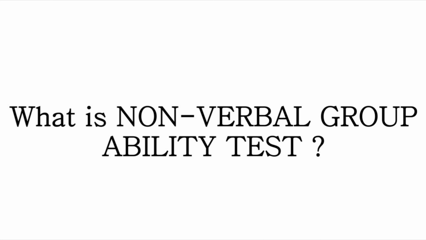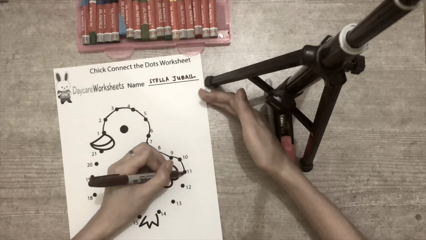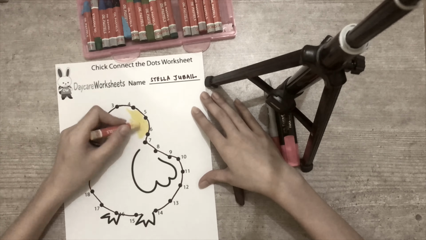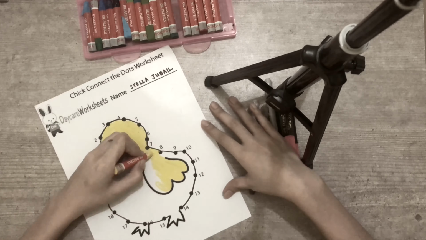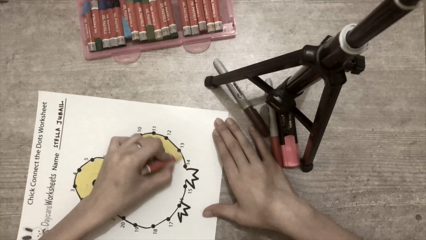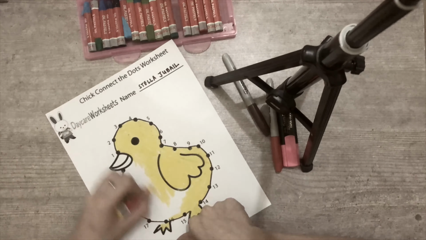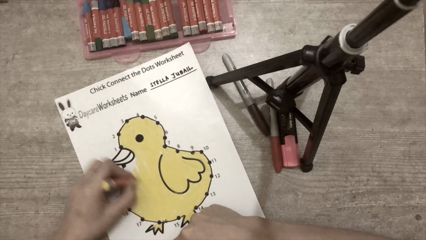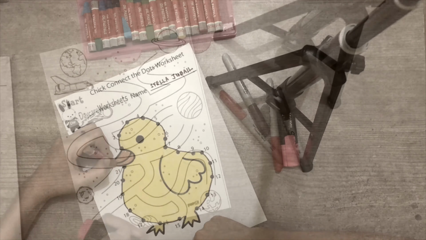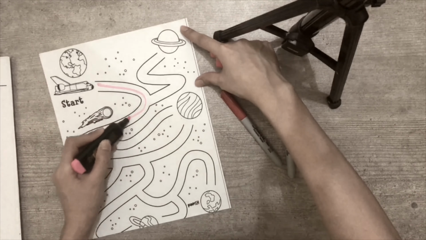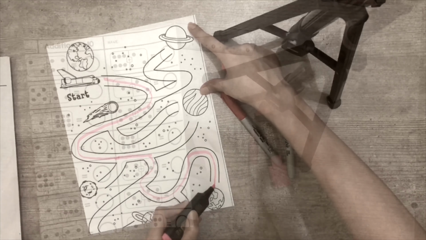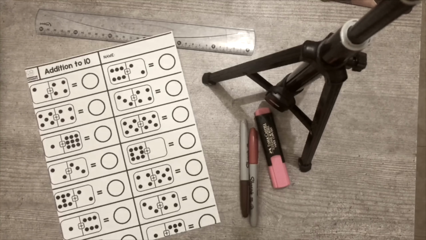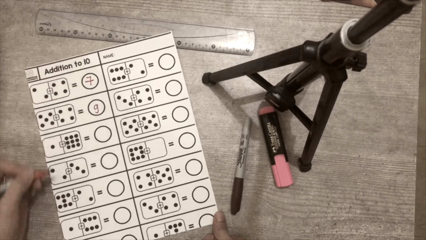What is a nonverbal group ability test? Nonverbal assessments can be performance tests that enable the subject to do something, such as draw or solve maze problems, or paper and pencil tests that include written, nonverbal objects and guide the subject to choose the best of two or more multiple choice answers. Without using words, certain nonverbal group tests can be administered.